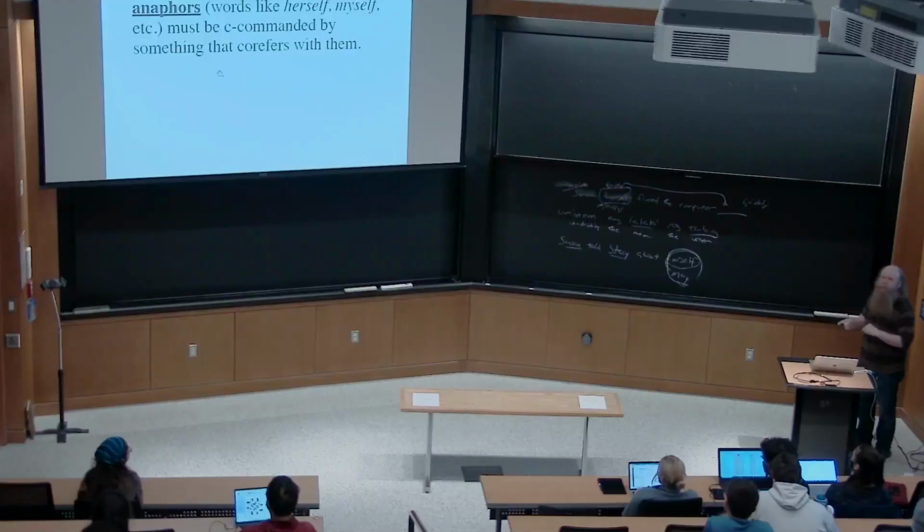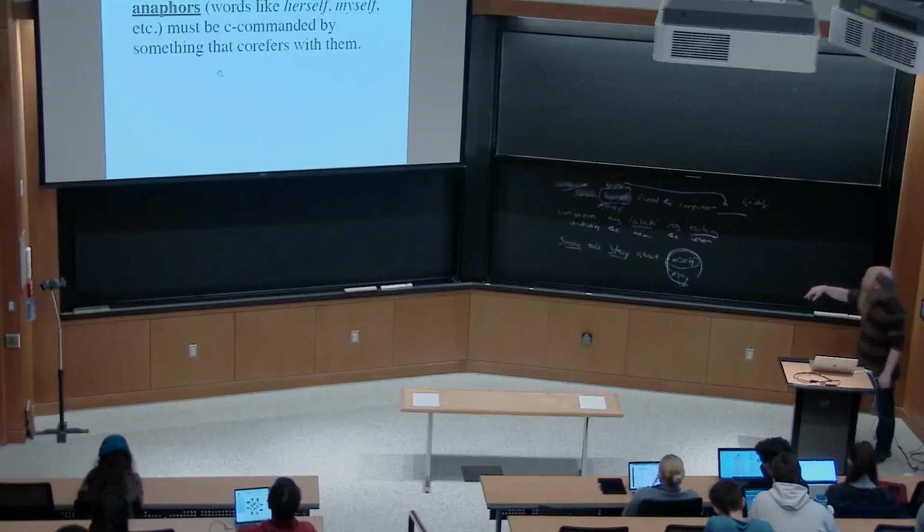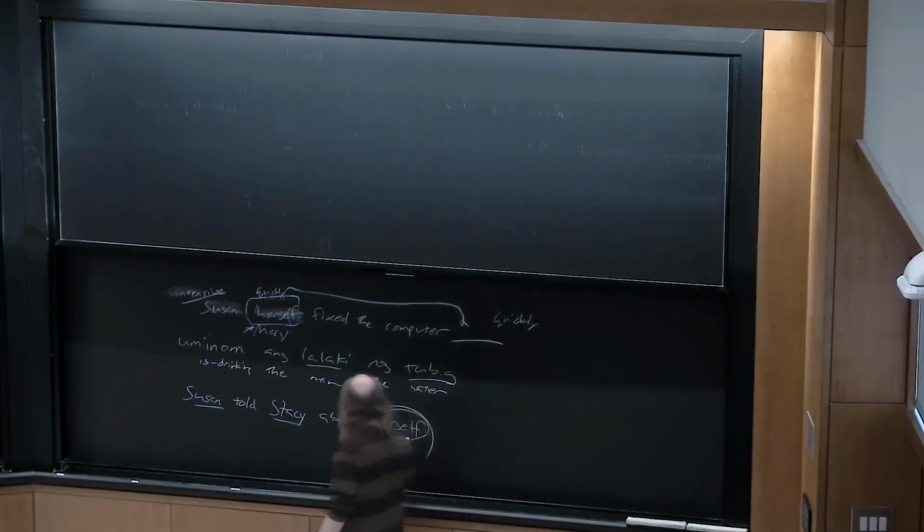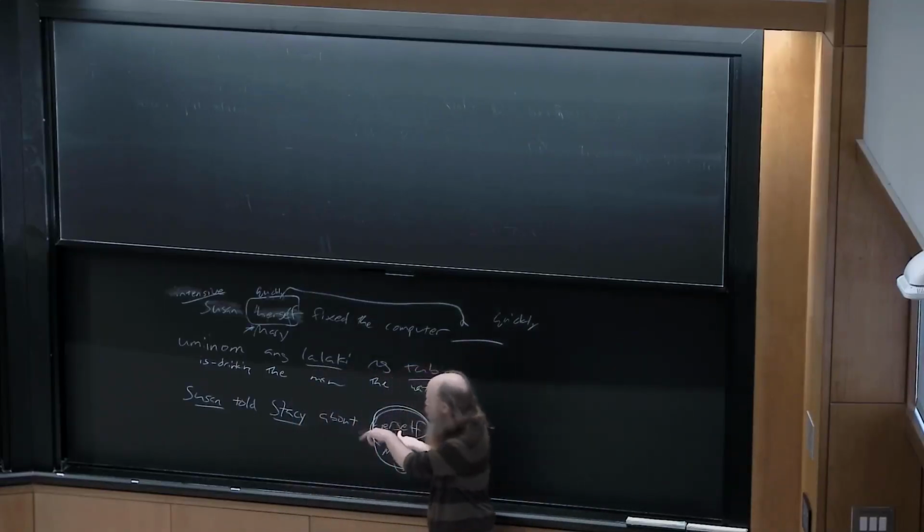We call that bind. So we say that, you know, Susan told Stacy about herself. Herself needs to be bound. And there are two noun phrases that could bind it, Susan and Stacy. And so we need a structure for this in which those both C-command herself. And either of them could co-refer with herself.